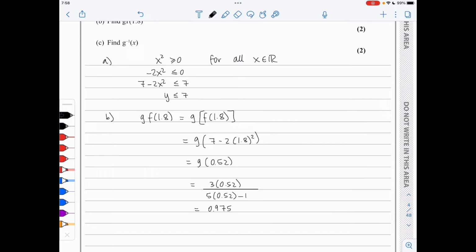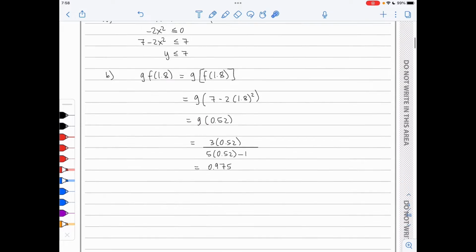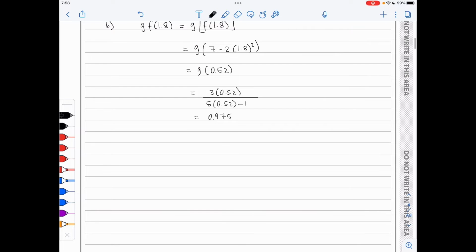And then C, we need to find the inverse of g. So we need to find that function which is undoing whatever g is doing. So I will start by writing it as y is equal to 3x over 5x minus 1. That is a standard approach here. We interchange x and y. So wherever we see a y, we put an x. Whenever we see an x, we put a y. And then we try to make y the subject of the formula.